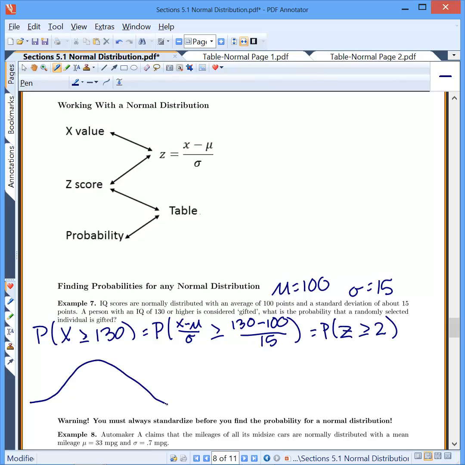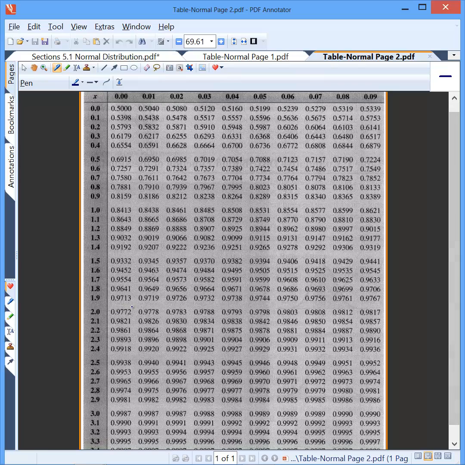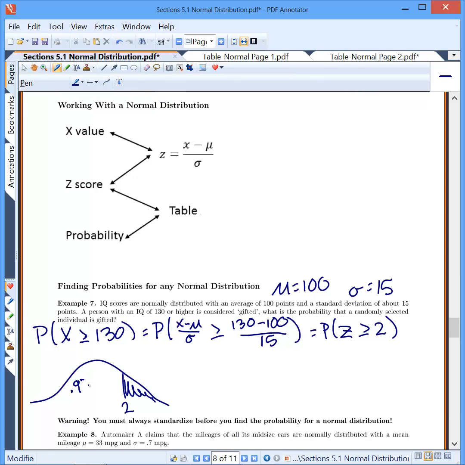Now I always like to draw pictures for these. So here's my z equals 2, and I'm looking for the area to the right. Now you'll notice as you come to your normal table that it always gives you areas to the left. So when I look up z equals 2.00, the area it gives me is 0.9772. But that is the area to the left. If I want to get the area to the right, then I have to do 1 minus 0.9772, which gives me 0.0228.